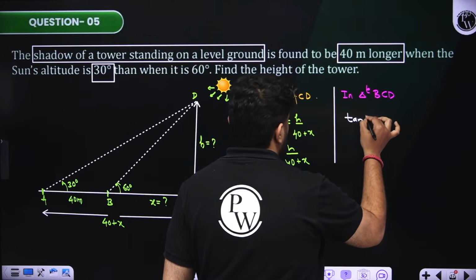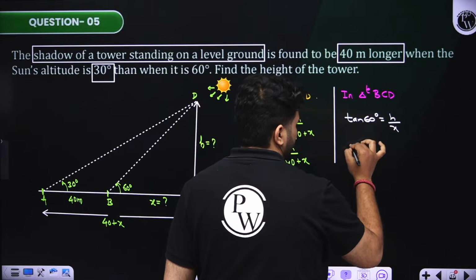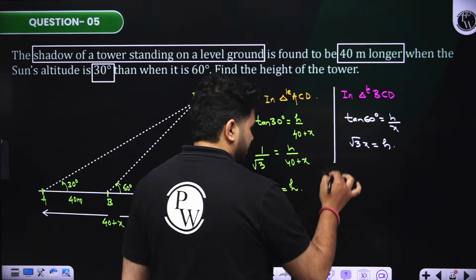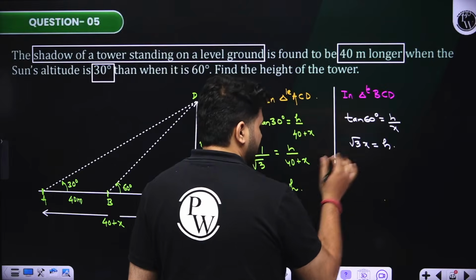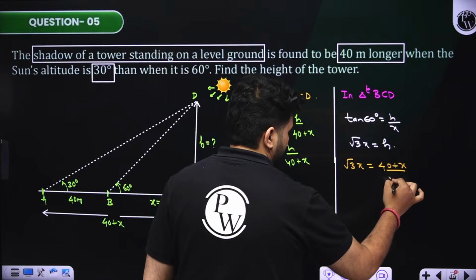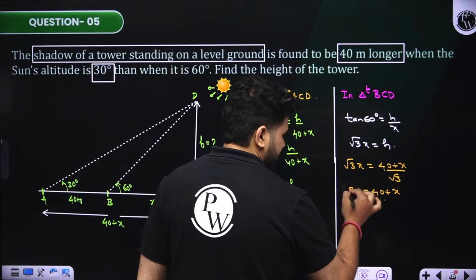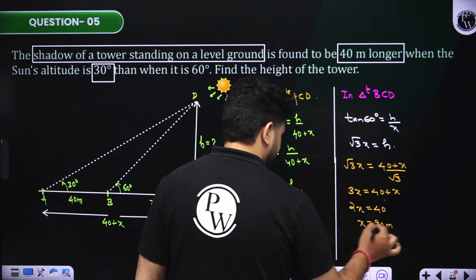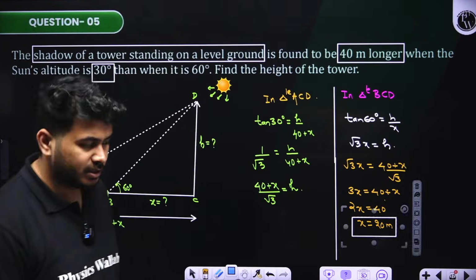And here what do we have now? Tan 60 degrees is equal to h by x, which is root 3x is equal to h. So we can equate both of them, or this h value we can substitute over here. Fine. So we have root 3x is equal to 40 plus x divided by root 3. If you cross multiply, root 3 into root 3 will be 3x is equal to 40 plus x. This will come this side. 2x is equal to 40. So x value will be nothing but 20 meters. Clear? X value will be 20 meters.